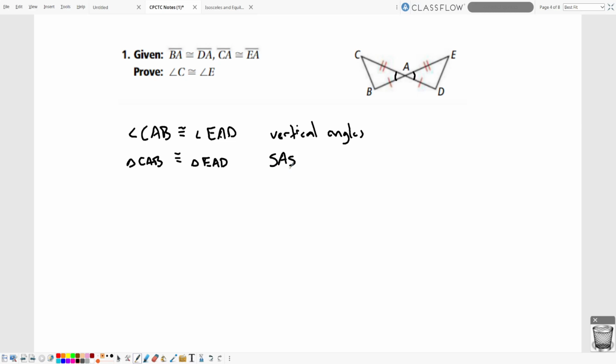And then now that I've been able to prove that these triangles are congruent, corresponding parts go together. Well, C and E go together. So angle C is congruent to angle E. And we use CPCTC. Ta-da.